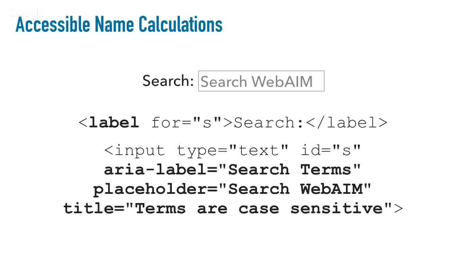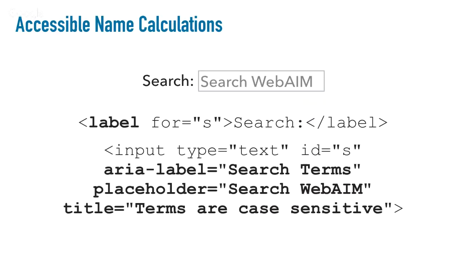Here's a search text box. It has an adjacent label element of search, has an ARIA label of search terms, has placeholder text of search WebAIM, has a title attribute of terms are case sensitive. What does a screen reader do with all of these things that are all associated and identified for this particular text box? There are rules. There's logic that defines how these things should be calculated and what the browser should present to the screen reader in this case.